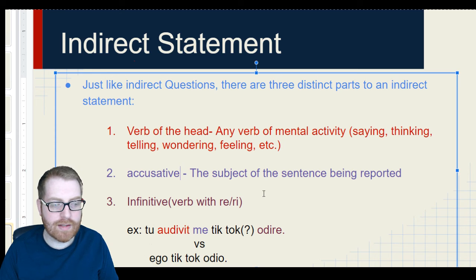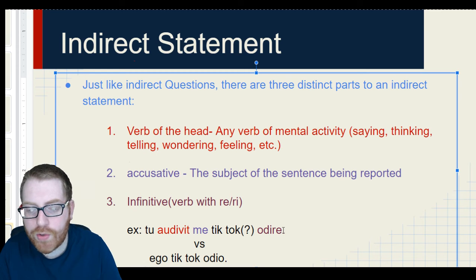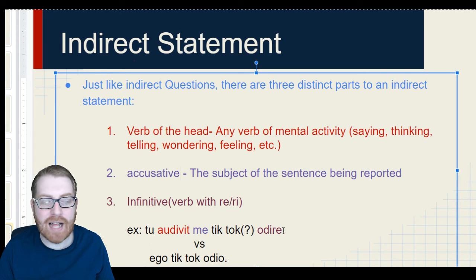It's not the main verb, as we see down here. Tu audivit me TikTok odisse. I didn't know how to put TikTok into the accusative. Audivit, that's our main verb. Odisse here is our infinitive. It's not the main verb. So that's why the form looks a little bit different. So if you look at this, all right, this is our indirect statement.